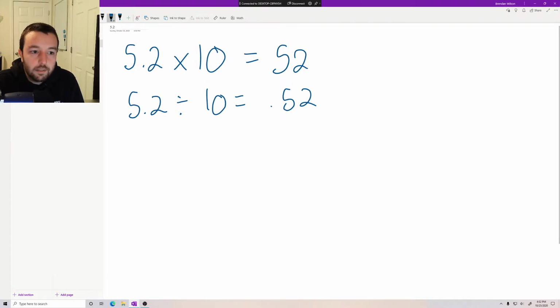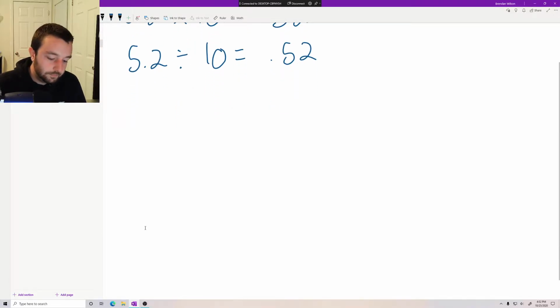You could break it up into a problem where you're multiplying by 10 for one part and multiplying by something else for another part. But let's dive in and start with addition first, naturally, because that's usually what we start with. Okay.